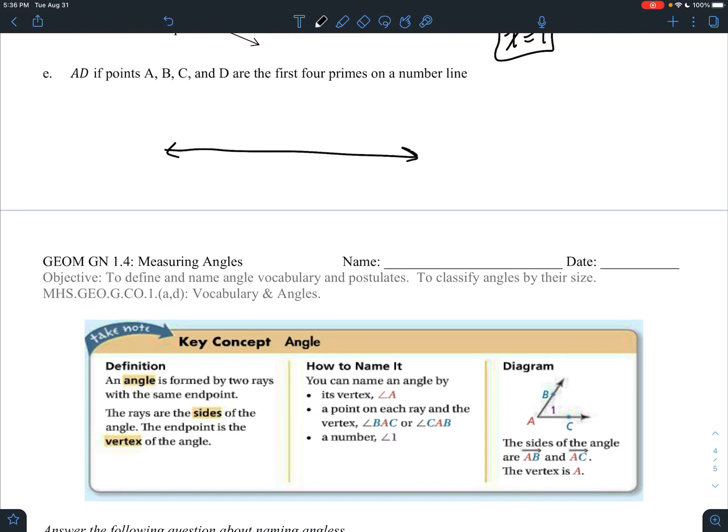And this one was kind of just like an extra little puzzle, right? The first 4 prime numbers are these. So you could put those points on there. And this distance is 5. So that is AD.